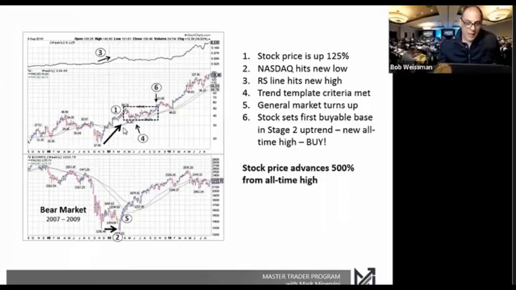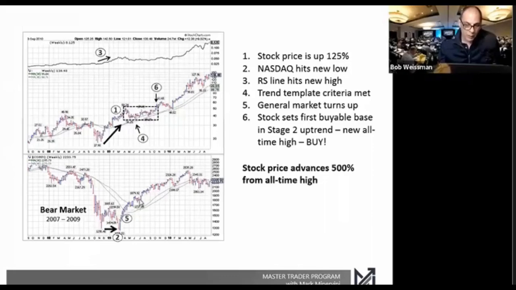And then it goes sideways for a while, right? The NASDAQ hits a new low. The relative strength line hits a new high. The trend template criteria is now met as the stock moves up and the moving averages turn up. It's now in a confirmed stage 2 uptrend, right? After some time goes by and it builds this large base, and then you can see the general market starts to turn up.